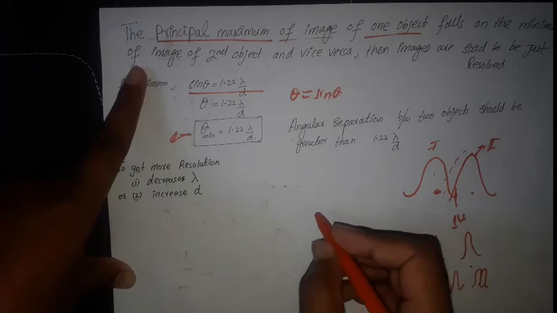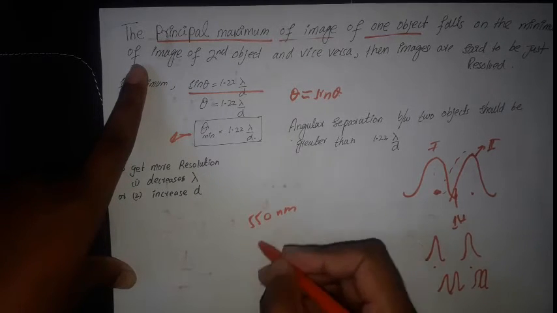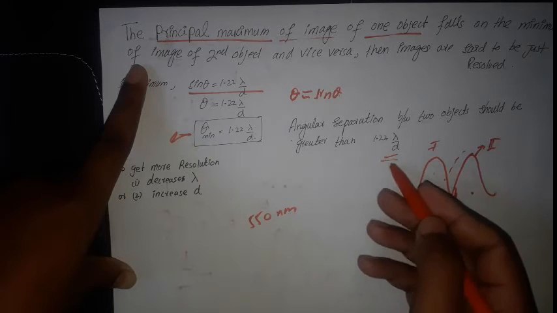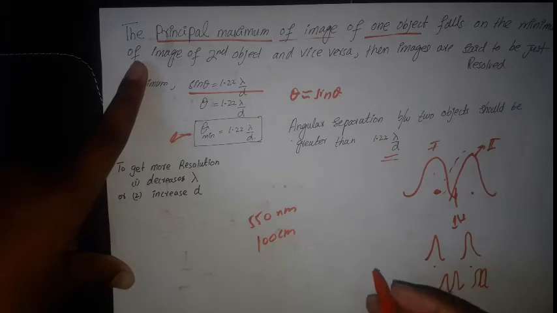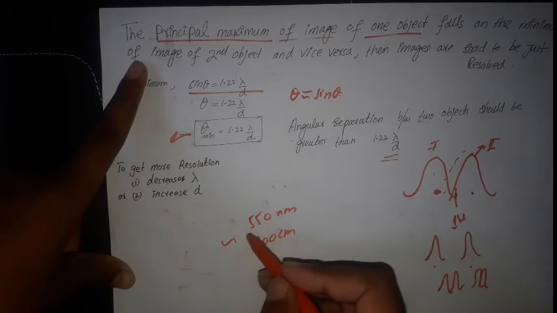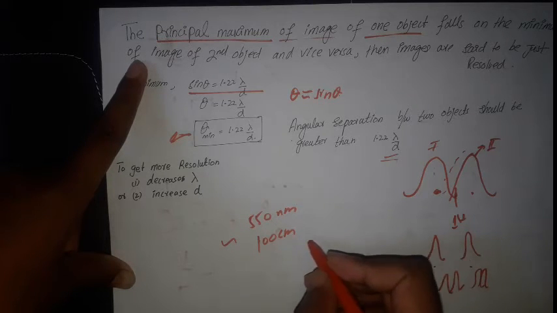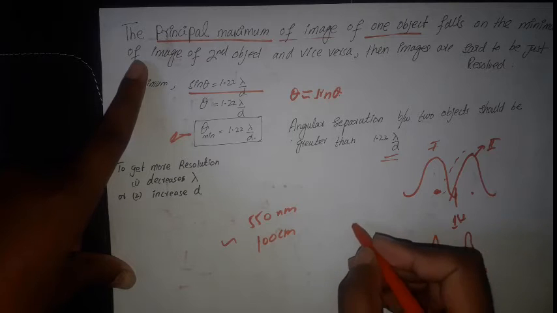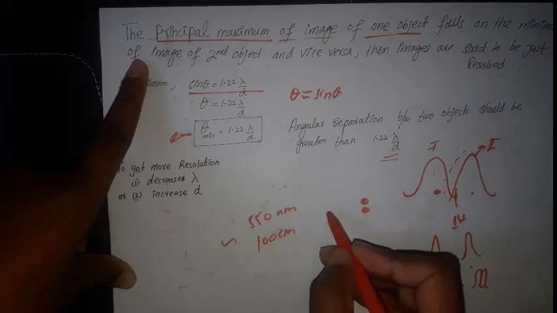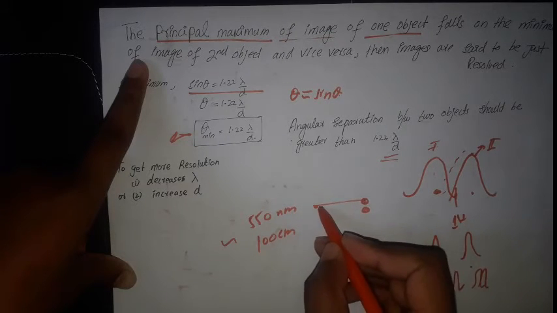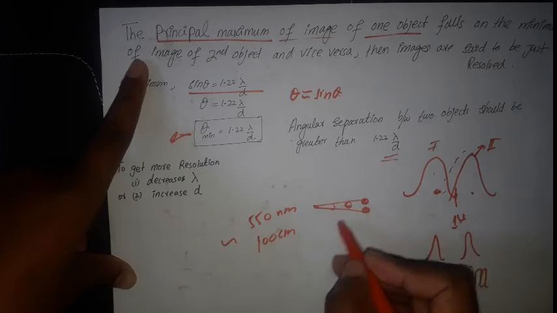Let's say you are using a telescope and you are using light of 550 nanometer, and you have a lens whose aperture is large, maybe 100 centimeter. If you want to know the resolving power, or which objects will be resolved, you need to find their angular separation. Let's say this is one object, and this is another object, and this is our lens. So this is basically their angular separation, theta.